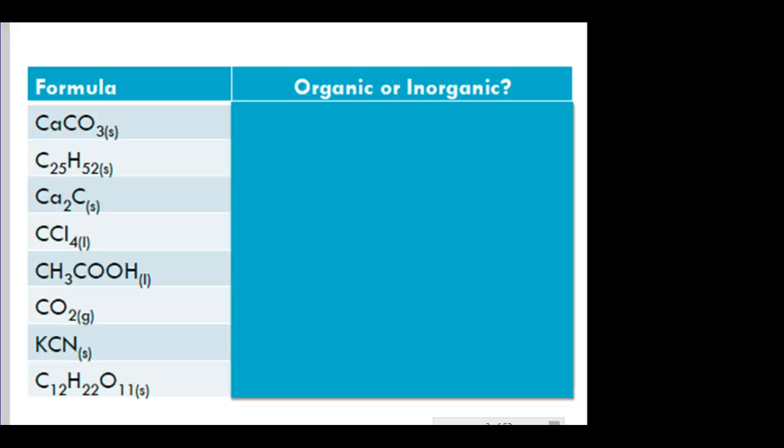What about Ca2C? It is inorganic because it is an ionic compound. CCl4. What do you think? Organic. Why? Because it's not an ionic compound. Chances are, if it's not an ionic compound, it's probably an organic compound. What do you think of CH3COOH? Yes, it is. It's actually acetic acid, which is what we use to make vinegar.